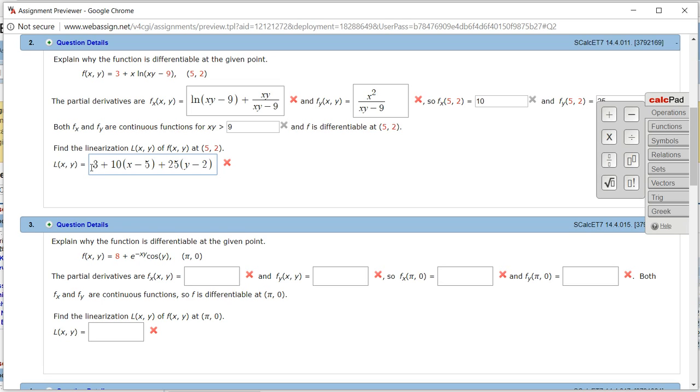Remember that this is like a z0, or f of x0, y0. So we know that. This is the partial with respect to x, and this is the partial with respect to y. And this is just x minus x0, where x0 is 5, and y minus y0, where y0 is 2.